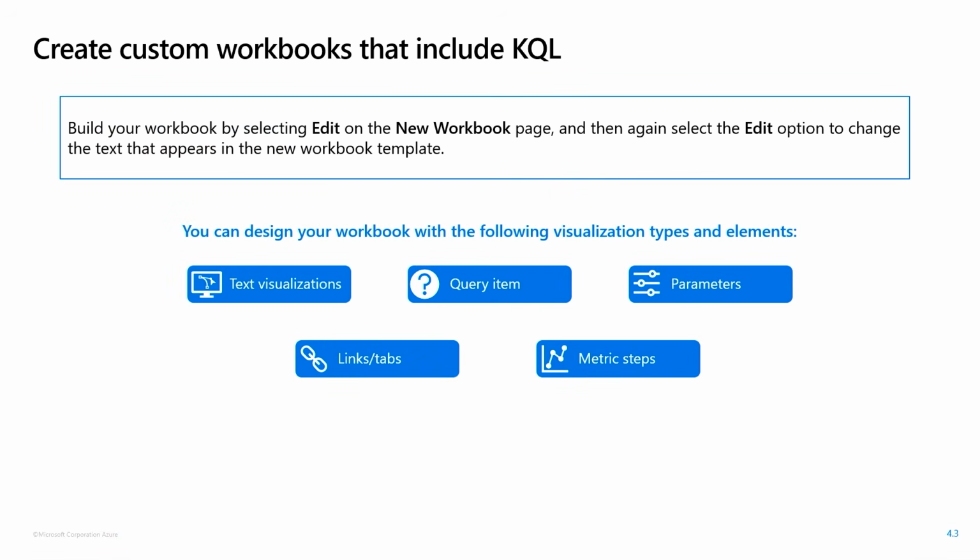To create a custom workbook in Microsoft Sentinel, you can start by selecting Add Workbook on the header bar from the Workbooks page. This opens a new workbook page which will contain a basic analytic query to get you started.